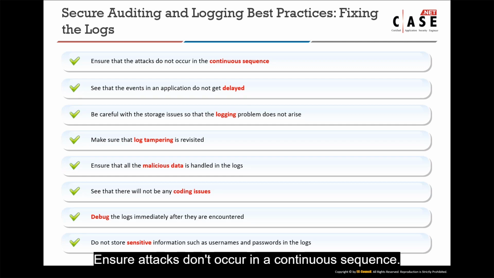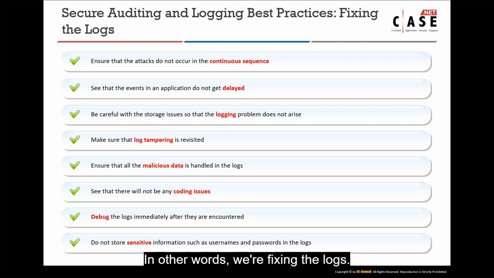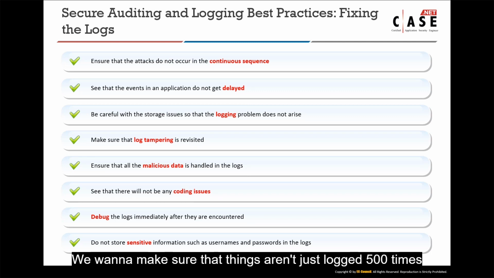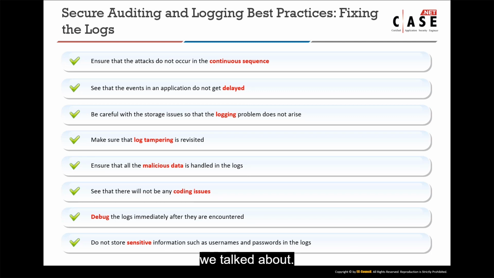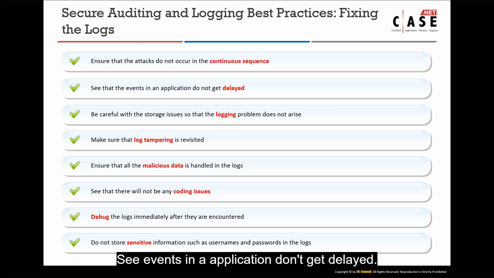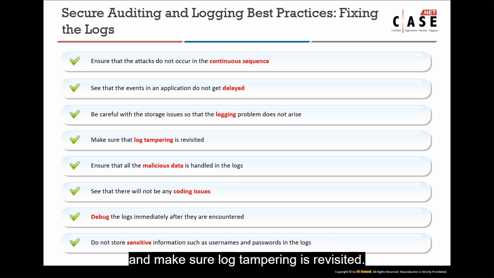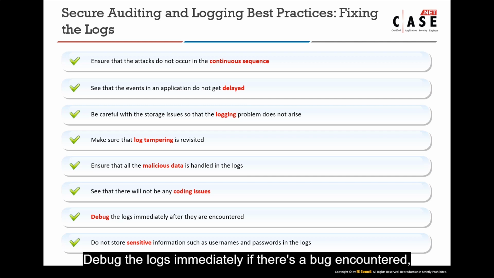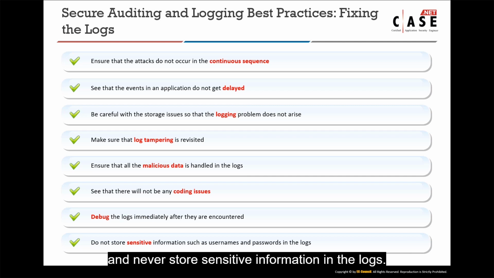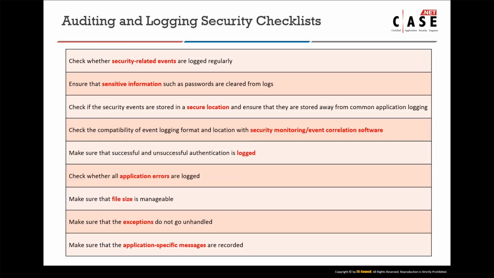Ensure attacks don't occur in a continuous sequence. In other words, we're fixing the logs. We want to make sure that things aren't just logged 500 times like we talked about. Events in an application shouldn't get delayed. They get logged right away. Look at storage issues and make sure log tampering is revisited. Look at that issue to ensure it can't be tampered with. Ensure all malicious data is handled in the logs. Make sure there aren't any coding issues. Debug the logs immediately if there's a bug encountered, and never store sensitive information in the logs.